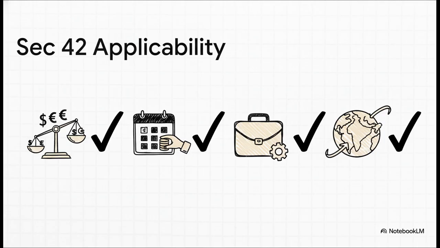You have to tick all of these boxes. The fluctuation has to change your liability. It happens when you actually pay. It has to be for a business asset. And, this is a key one, the asset has to be imported from outside India. It's a very specific set of criteria.